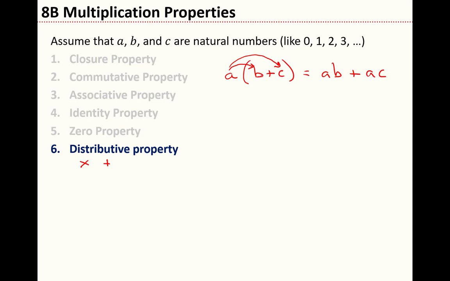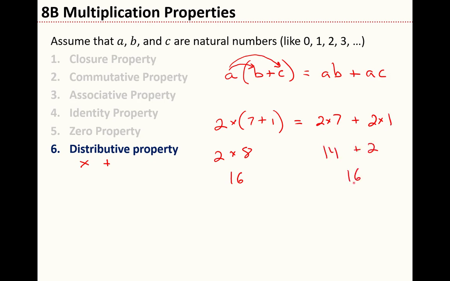Multiplication distributes across addition. So if I have 2 times 7 plus 1, I could figure this out as 2 times 8, which is 16. Or I could use the distributive property, and this is 2 times 7 plus 2 times 1, which just gives me 14 plus 2 and 16. So I end up with the same answer. I can distribute multiplication across addition.